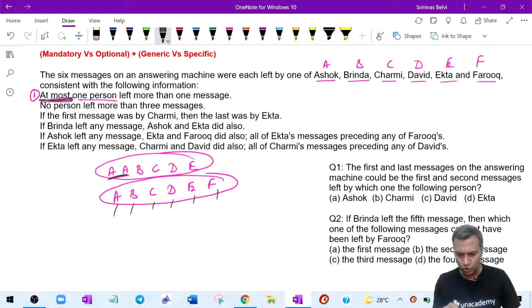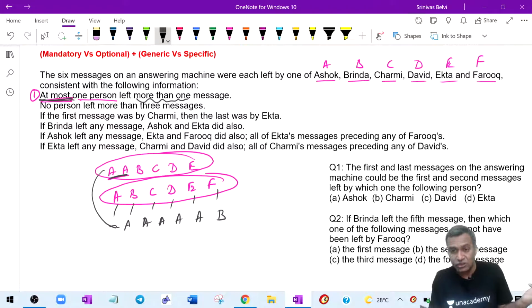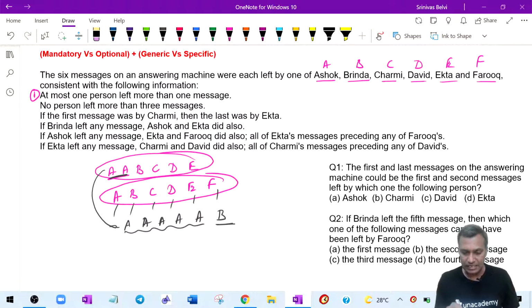Okay. If at most one person left more than one message, can it be possible that 5 messages are left by A and one message is left by B? This also should be possible. If you look at only the first statement, more than one message means 5 messages are left by one person and only one of the messages is left by somebody else. Correct. But that is limited by the second statement.